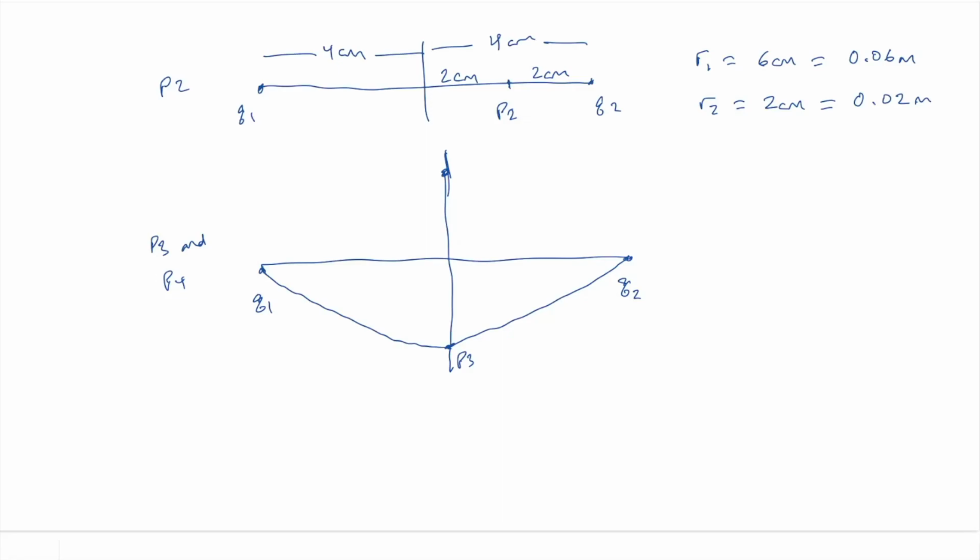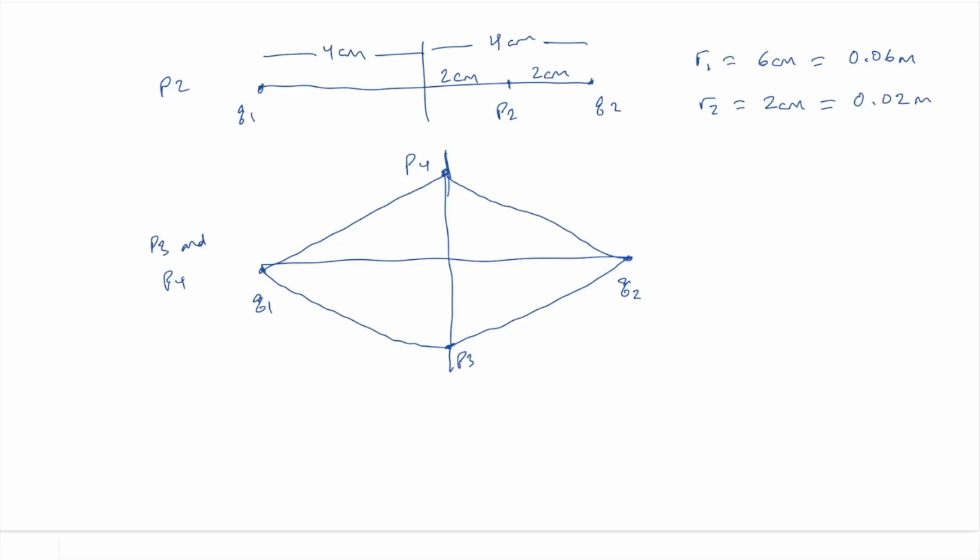For P4, we've got Q1. Between Q1 and P4, we've got that line. And between Q2 and P4, we've got that line. Okay, so imagine those are straight lines.